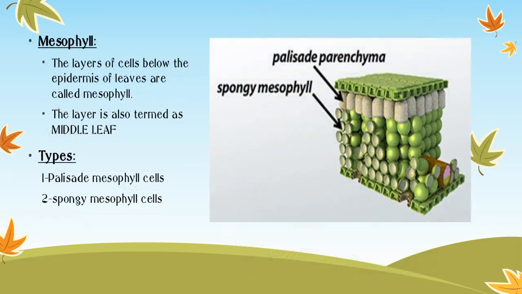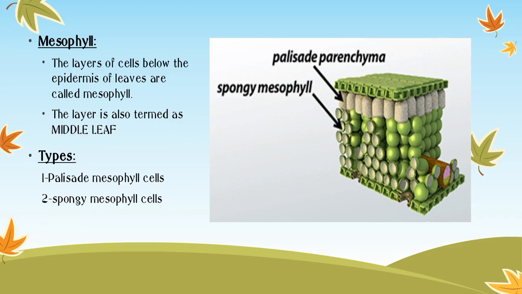Then mesophyll. The layer of the cells below the epidermis of the leaves is called mesophyll. We have discussed the epidermis. So the layer that is present just below the epidermis is called the mesophyll. This layer is also known as the middle leaf. Another name of the mesophyll layer is the middle leaf.